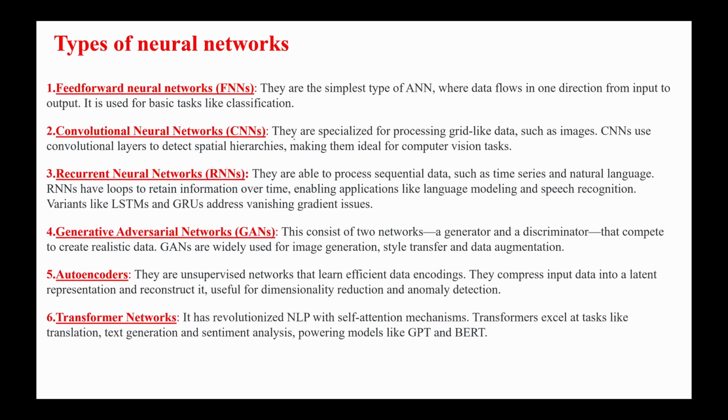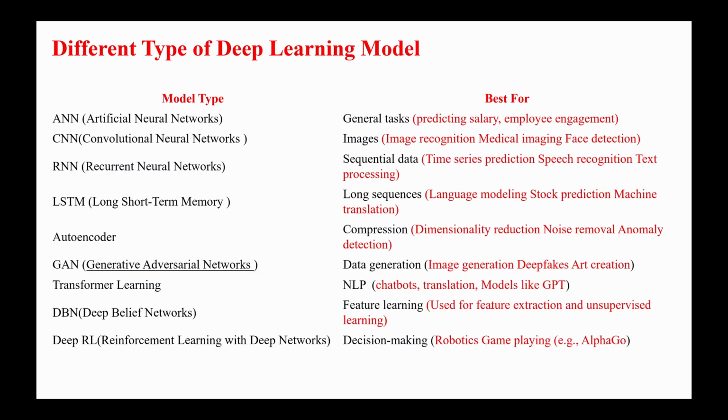Now, the types of neural networks, as I already told you: feedforward neural network, convolutional neural network, generative adversarial network, autoencoder, transformer neural network. So these I already explained, so no need to explain again. I'm giving them very briefly here. Now, as I already told you, every neural network has its own purpose. So I'm giving which neural network is best for what purpose. That is what we can discuss here.